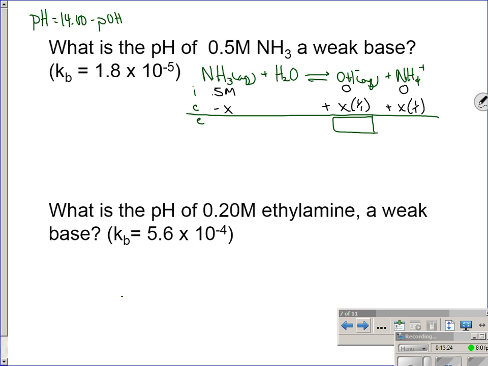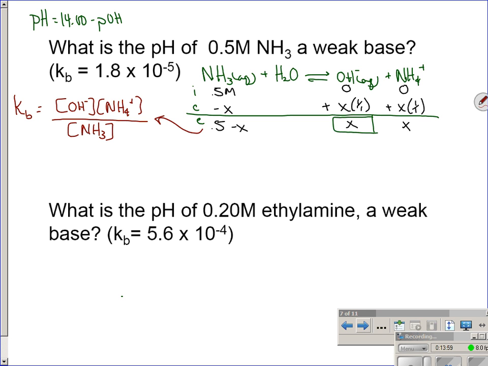And you should write your equilibrium constant expression. The equilibrium constant expression is what we get from the law of mass action. So Kb equals the concentration of hydroxide times the concentration of ammonium divided by the concentration of ammonia. All three of those things are aqueous. And then you can plug and chug into your expression with the equilibrium concentrations.